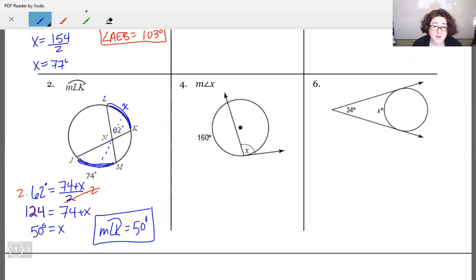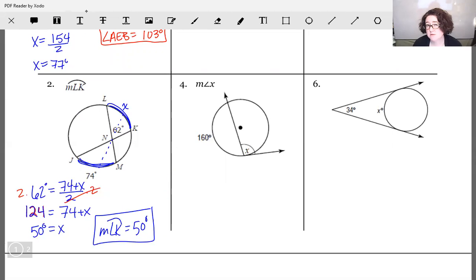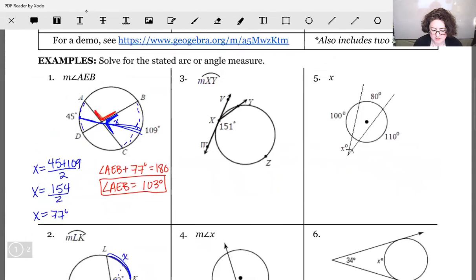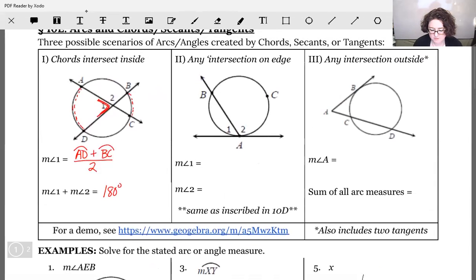So that's our first pattern. Again, average the 2 arcs together to make the angle in the middle. Alrighty, pattern number 2 is going to look really familiar. Pattern number 2 is an intersection on the edge.